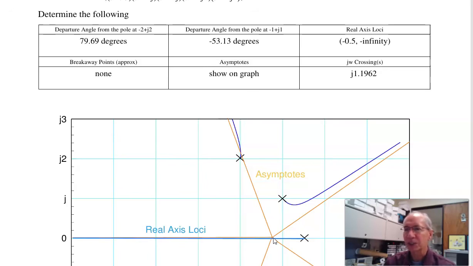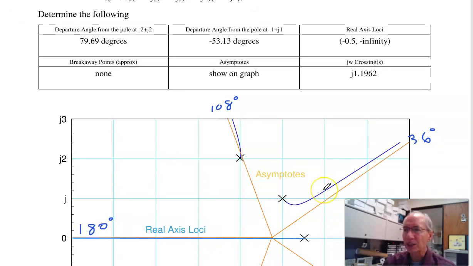180 over 5 is 36 degrees. So here's one asymptote at 36 degrees. So 5 times 36 is 180. The next one is 108 degrees. 5 times 108 is 180. Again, this is clock math. 180. 5 times 180 is 180. Kind of weird things about clock math. And the complex conjugates. So those are the asymptotes.